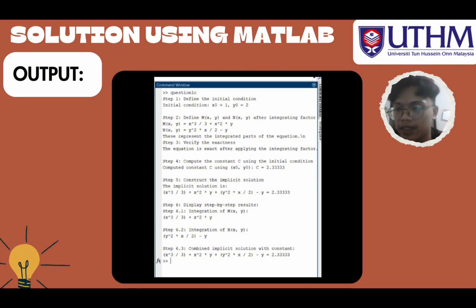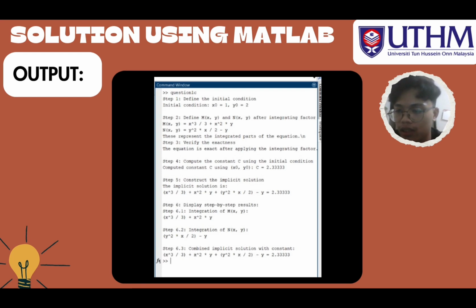Step 3, verify the exactness. The equation is exact after applying the integrating factor. Step 4, compute the constant c using the initial condition. Compute constant c using x0, y0, we will get c equal to 2.33333. And for step 5, we will construct the implicit solution. The implicit solution is x power of 3 over 3 plus x power of 2y plus y power of 2x over 2 minus y equal to 2.33333.